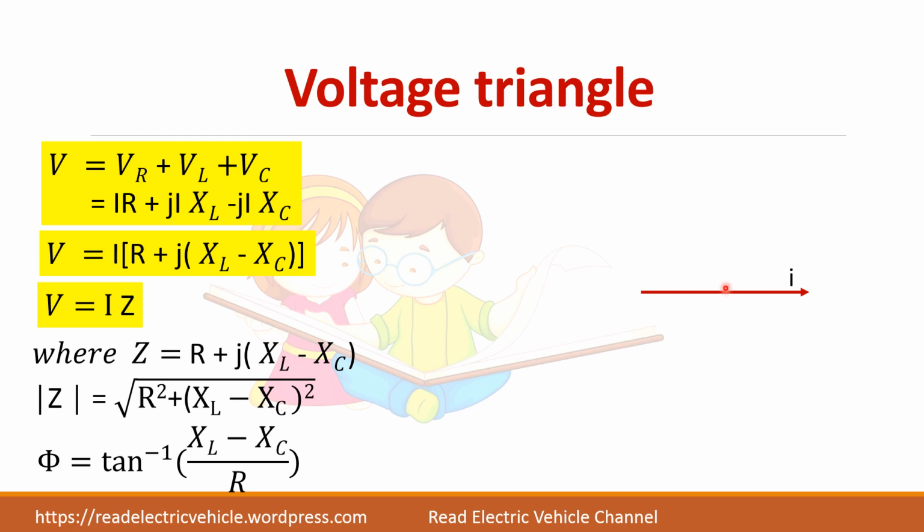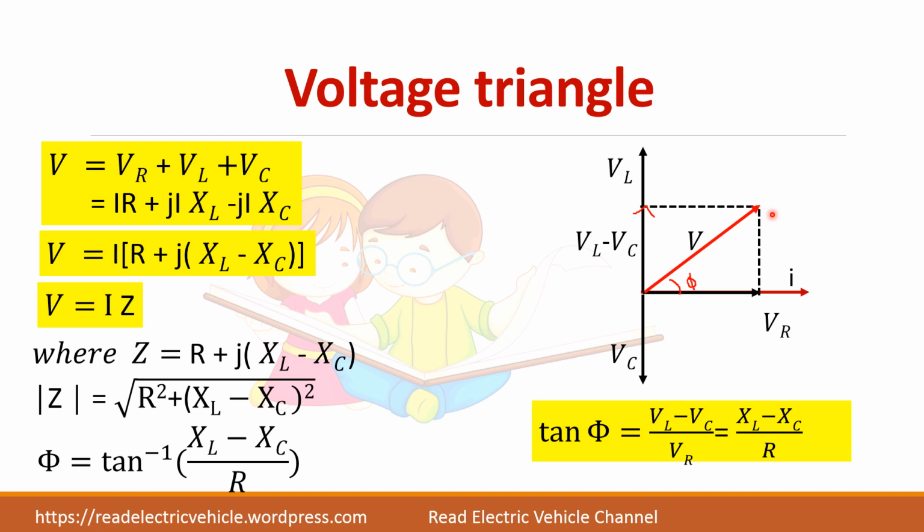So let us draw the triangle. So first take I as reference. VR will be in phase and VL will be 90 degree leading the current, and VC will be lagging the current by 90 degree. So VL minus VC will come here because we have taken VL greater than VC. So VL minus VC will be here. Suppose VC is greater, that is VC magnitude is greater than VL, your triangle or your voltage will be here.